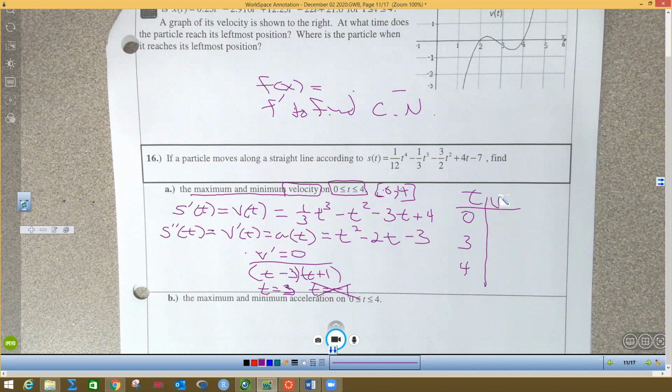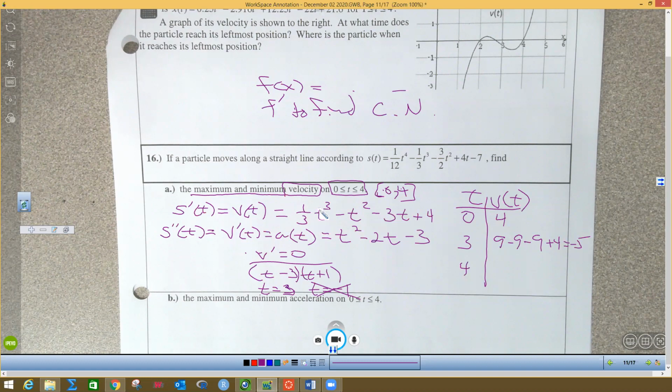So over here, I want the velocity max. So I'm going to plug 0 into this stuff. So I get 0, 0, 0 plus 4 is 4. And I'm going to plug 3 in. So 3 to the 3rd is 27. 27 divided by 3 is 9. So that's 9. Minus 3 squared is 9. Minus 3 times 3 is minus 9. And then a plus 4. So that's going to equal -5.